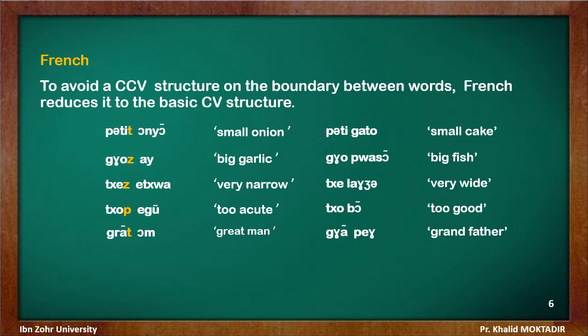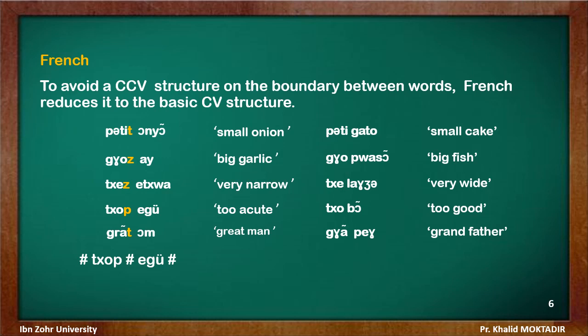So look at the examples. You have petit oignon, but you have petit gâteau. You have gros ail, big garlic, but you have gros poisson. You have très étroit, but you have très large. You have trop aigu, but you have trop bon. And grand homme and grand-père.